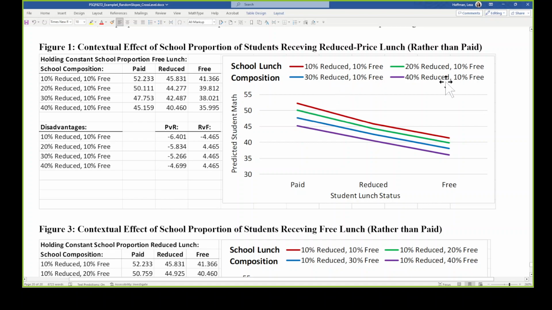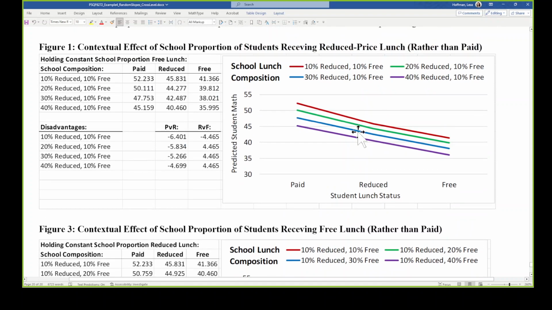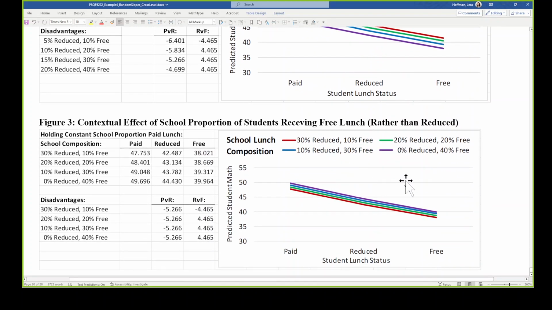So it looks like the more kids that go to your school that get reduced lunch, the worse your school does. Same idea, but now holding reduced constant. So now we're varying free versus paid, and we see the same type of pattern. The more free lunch kids you have rather than paid, the worse your school does.